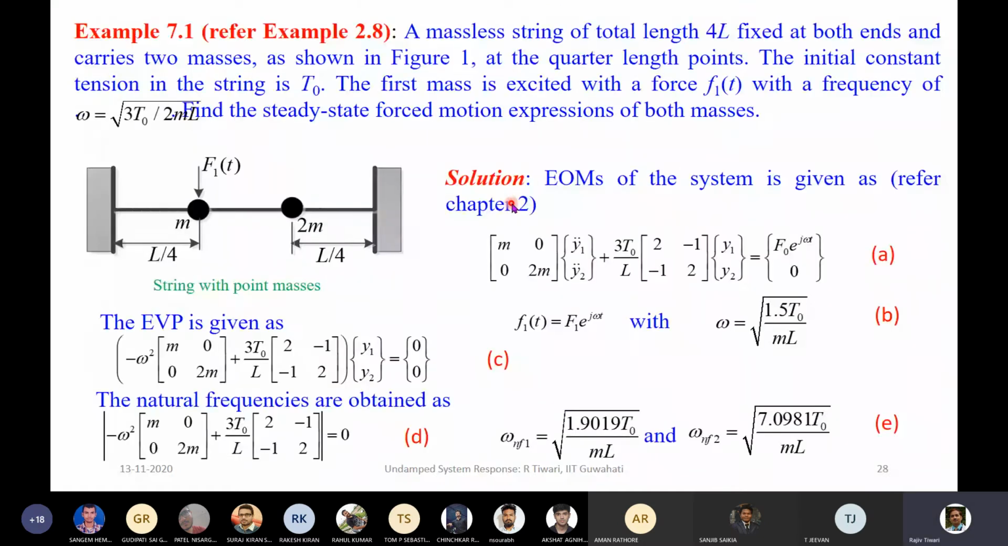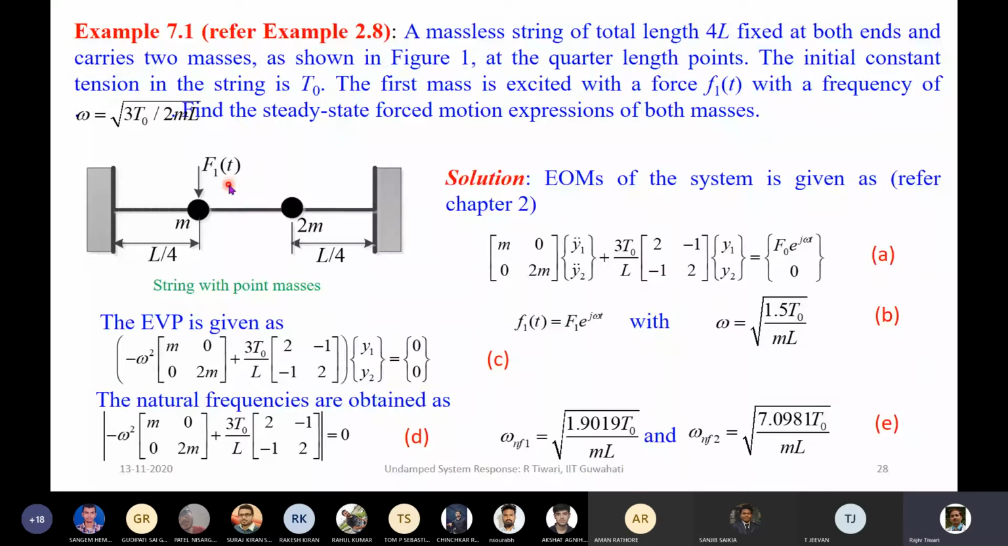Okay, so I will go through an example so that things will be more clear to us. Here you can see that we have a string having two masses. Earlier, I think we obtained the equation of motion for such strings having masses and an initial tension in the string, and it is subjected to a force F1.